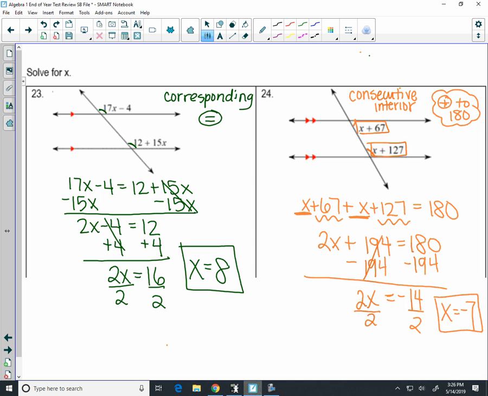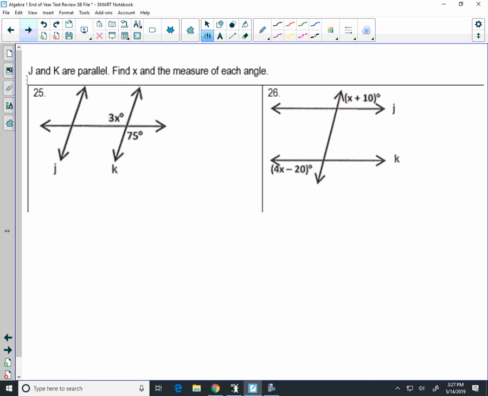To make sure this works, you can plug in your -7 and make sure that those two angles would add up to 180. So if I put in -7 here, -7 plus 67 is going to give me 60. If I put in -7 here, and 60 plus 120, those two would add to 180. Quick little check. You have to know the angle relationships so that you can set up your equation. Once your equation is set up, you all know how to algebra your way out of that.